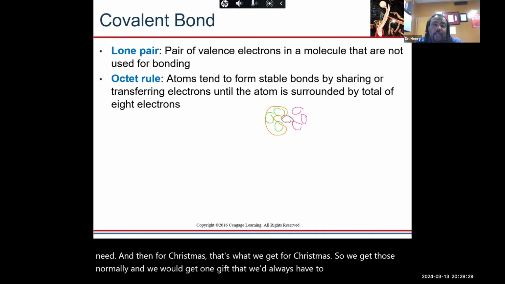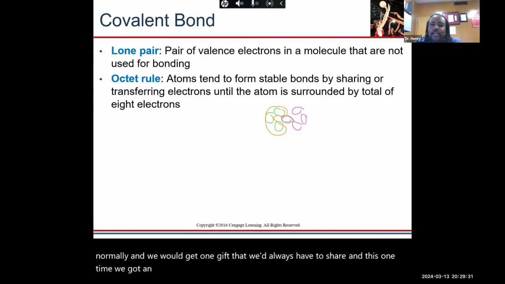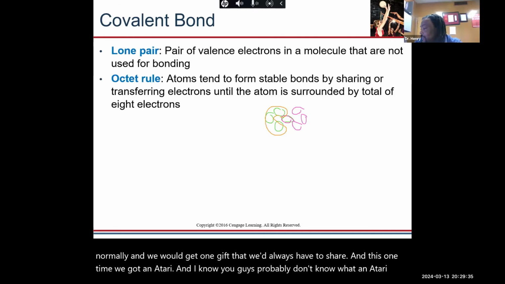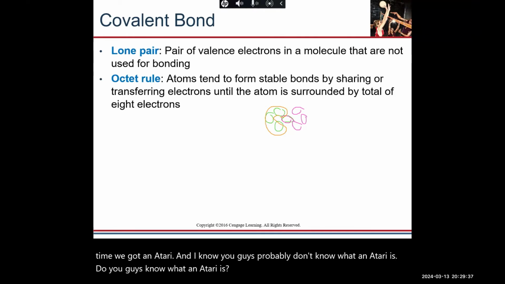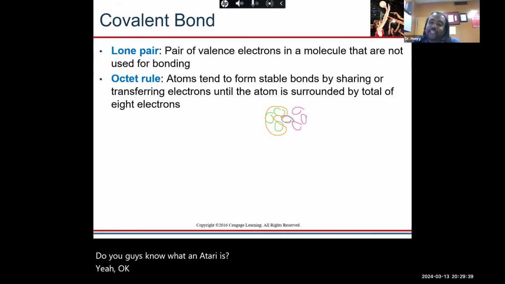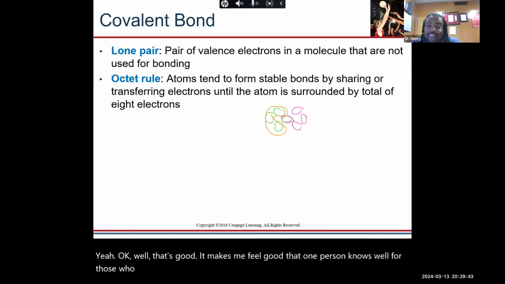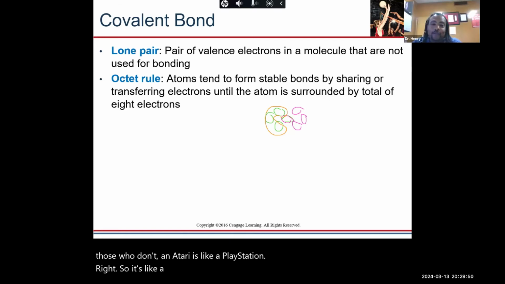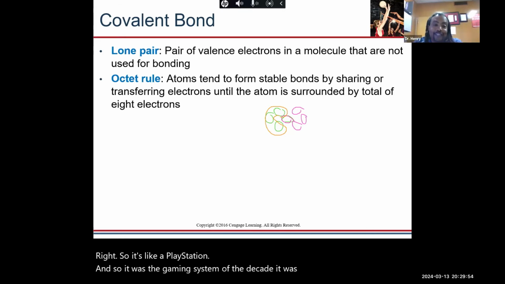And this one time we got an Atari, and I know you guys probably don't know what an Atari is. Do you guys know what an Atari is? Yes. Okay. Well, it makes me feel good that one person knows. For those who don't, an Atari is like a PlayStation. It was the gaming system of the decade. It was bomb when I was a kid. That's what we had.